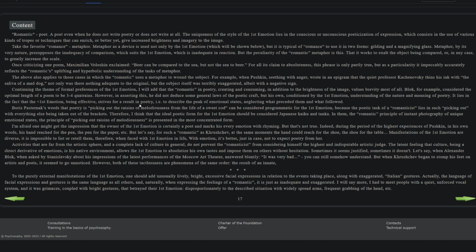I'm afraid one might get the impression that the owner of the first emotion is certainly a poet, and marks every emotion with rhyming. But that's not true. Indeed, during the period of the highest experiences of Pushkin, in his own words, his hand reached for the pen, for the paper, etc. But let's say for such a romantic as Khrushchev, at the same moments the hand could reach for the shoe, for the table.